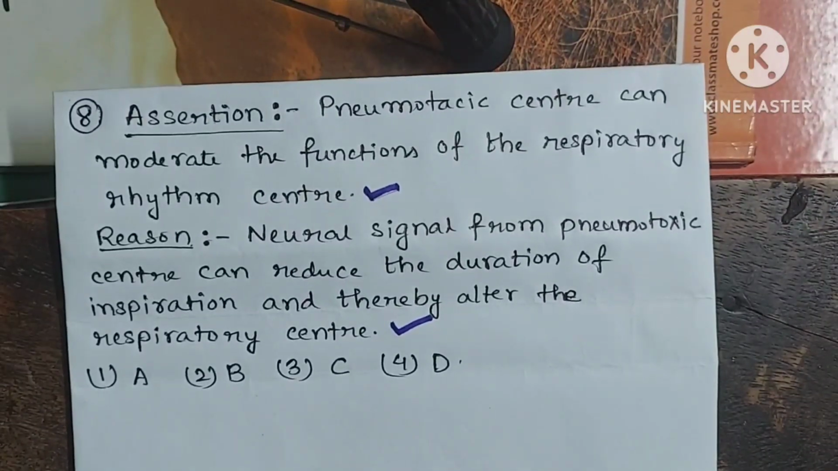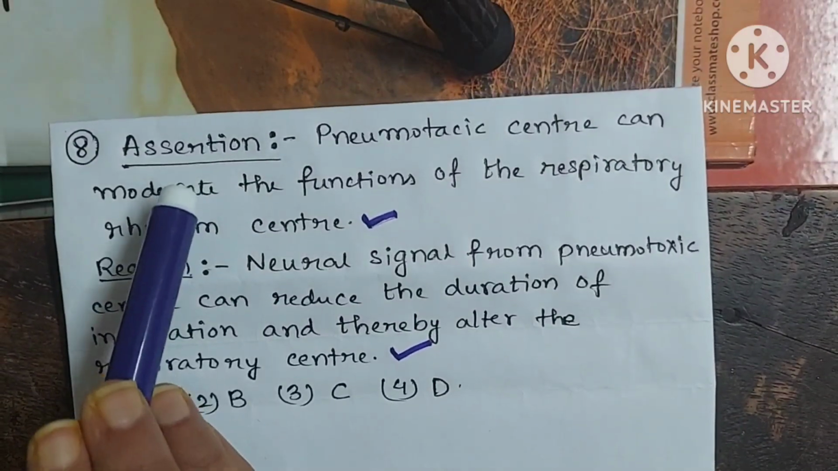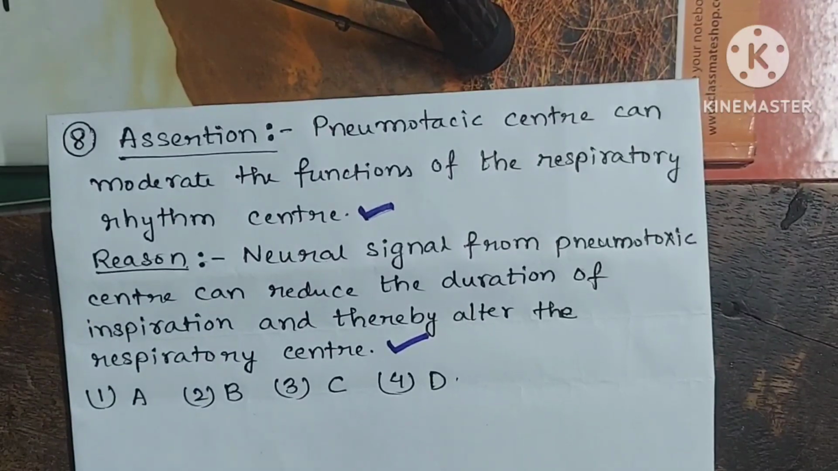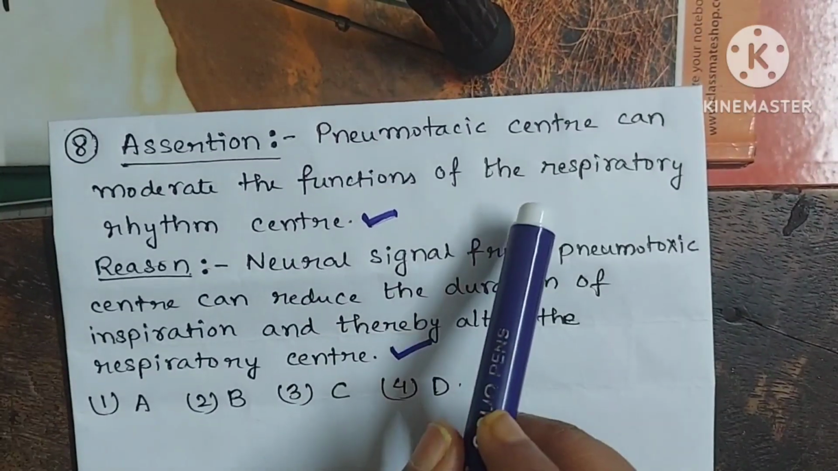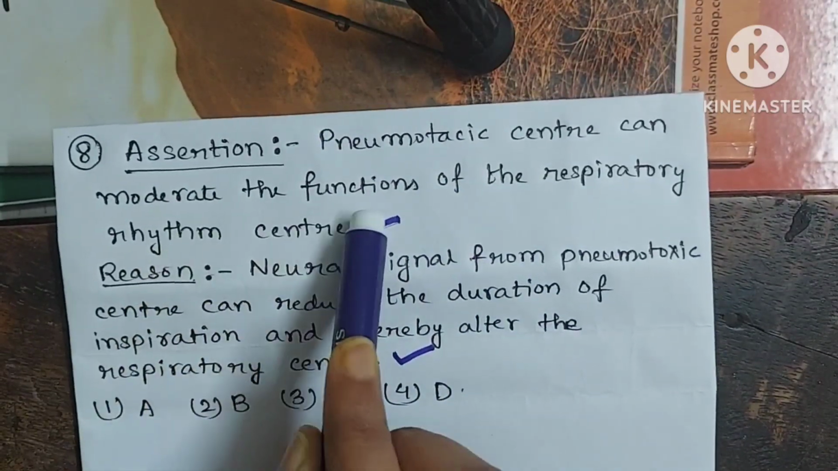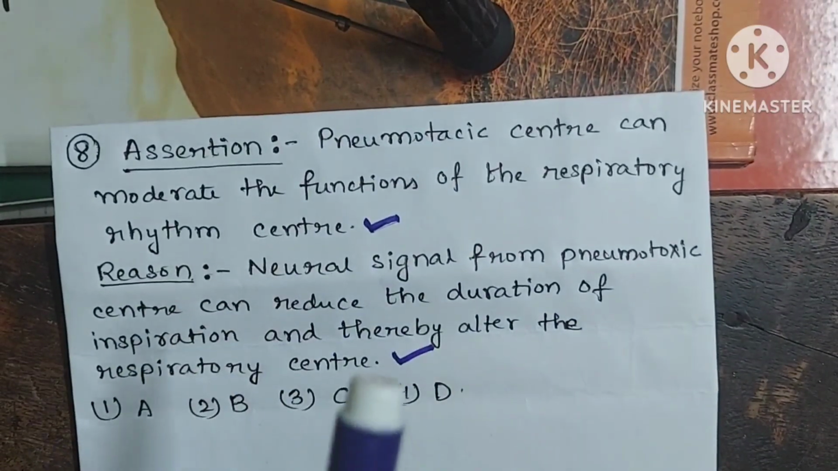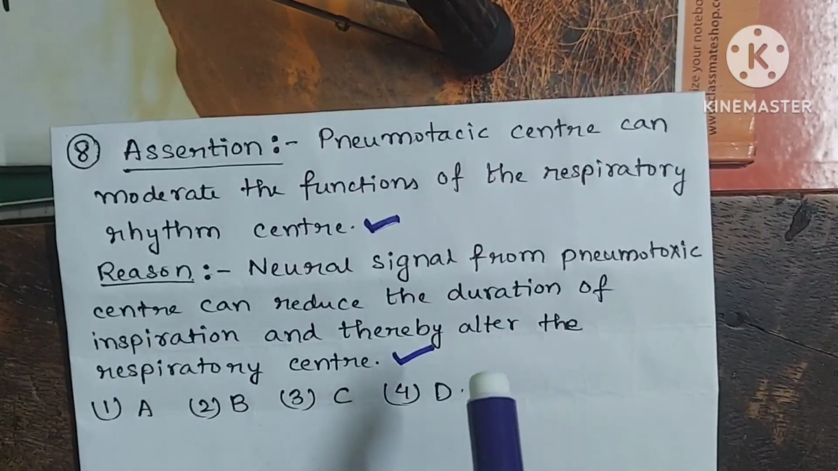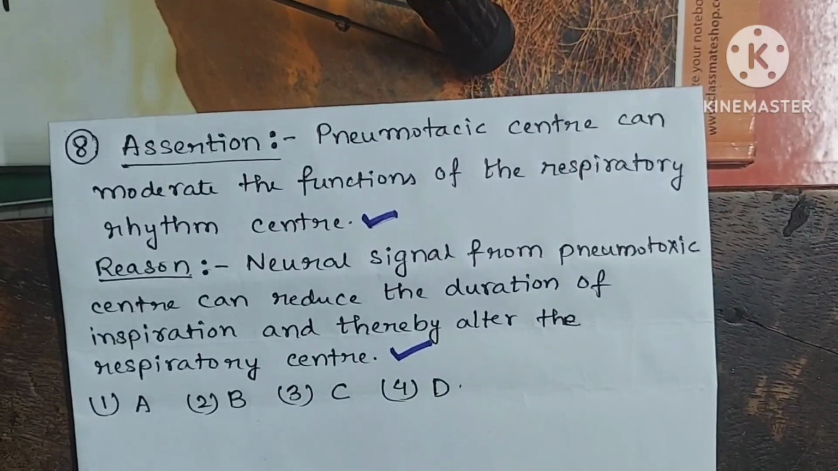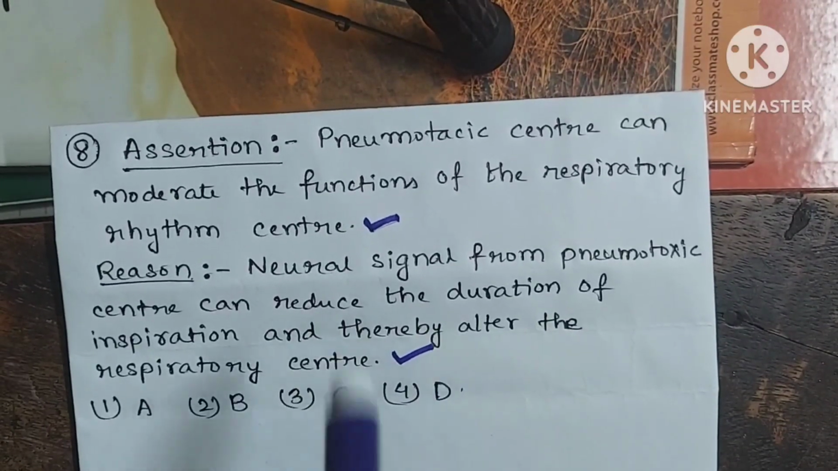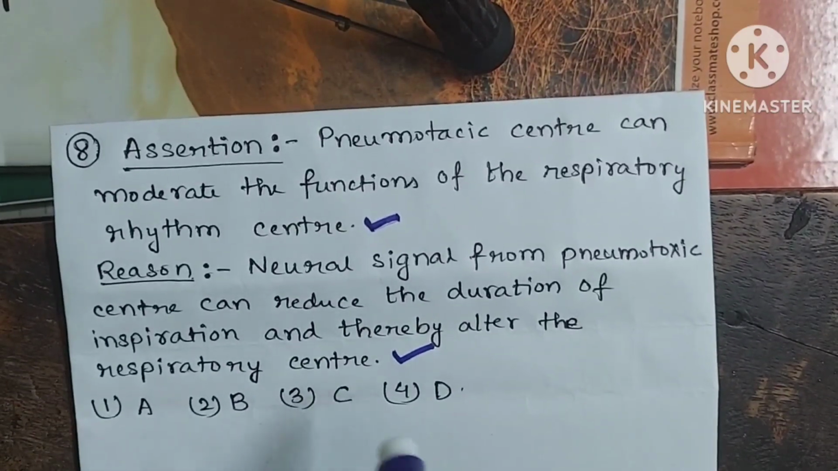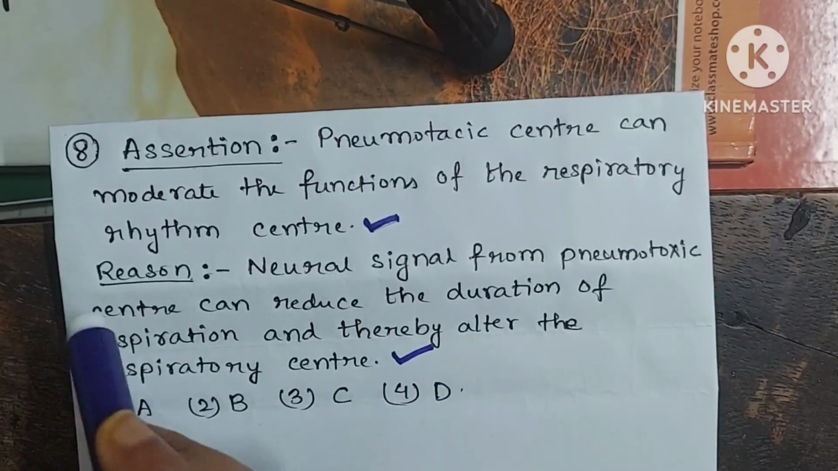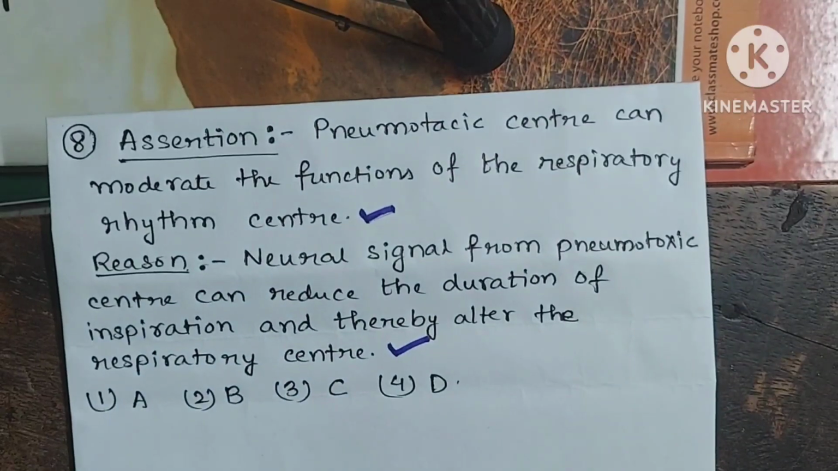Now, is the reason the correct explanation of the assertion? Think and say. In the assertion part, it is talking about the fact that pneumotactic center can moderate the functions of the respiratory rhythm center. And in the reason part, it is written about the process causing the fact, that is how the pneumotactic center is able to moderate the functions of the respiratory center. So we can say that the reason is explaining the assertion correctly.